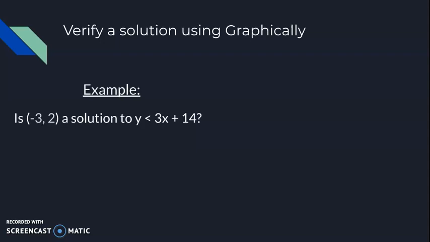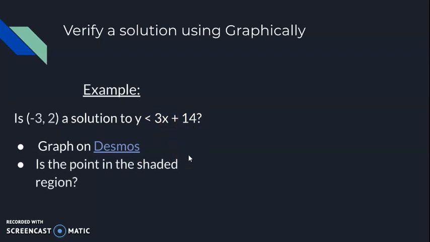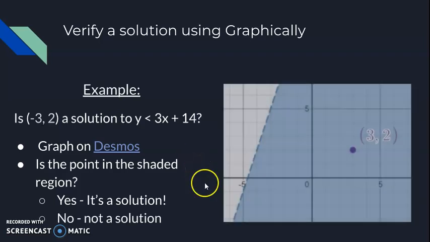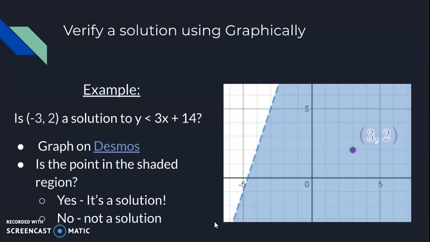So we're going to look at a situation where we're looking at this graphically. Is (-3, 2) a solution to y < 3x + 14? Well, first I'm just going to graph this. So I'm going to go to my Desmos online calculator and graph y < 3x + 14. Then I'm going to be looking for two things. Is the point in a shaded region? And if it is, the answer is a solution. If it's not, then it's not a solution. So when I graph, it's going to look like this. But where did that magic come from? Let's go click on Desmos and find out.